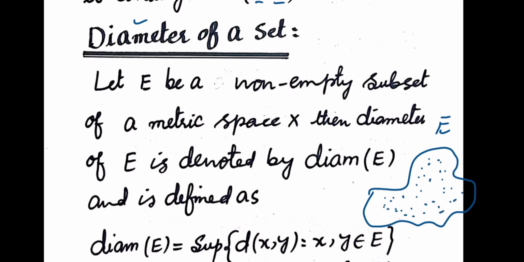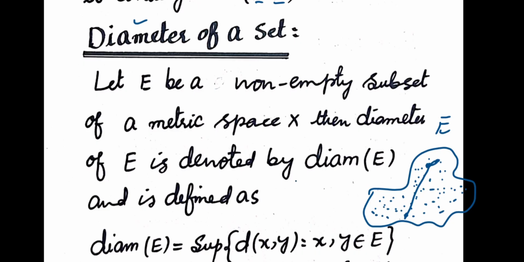Now you want to find the distance between any two points in the given set. Clearly these two points are close to each other, but if you find the distance of this point from here, this point is far away from this point. So we can find the distance between any 2 points in the set. The largest distance between any 2 points represents the diameter of the set E.